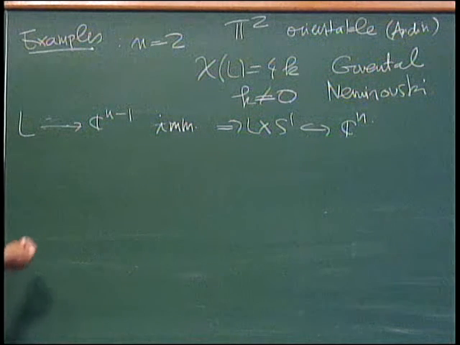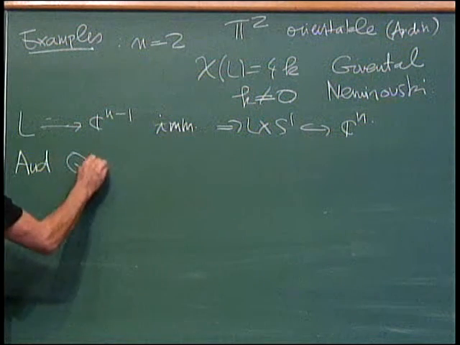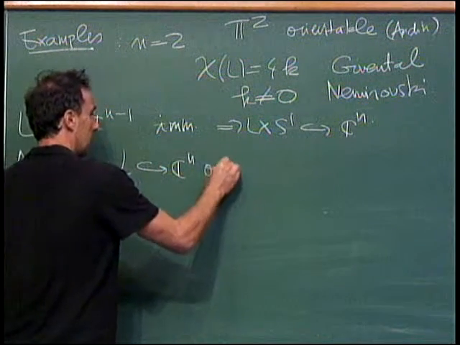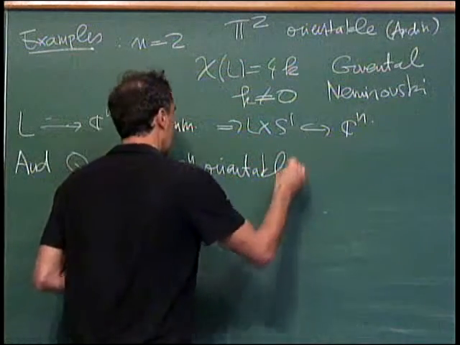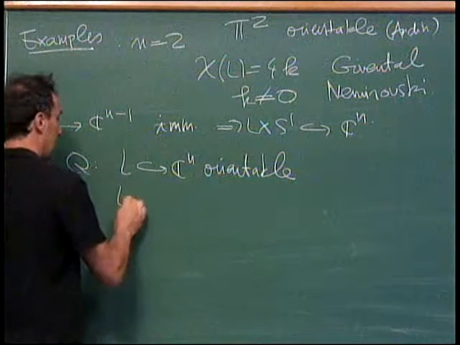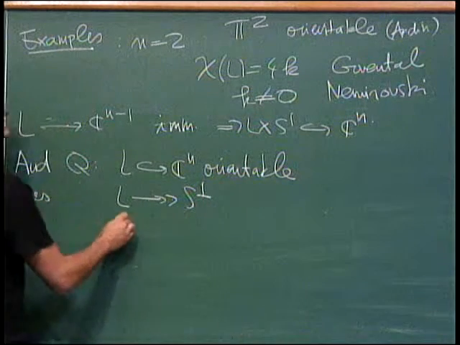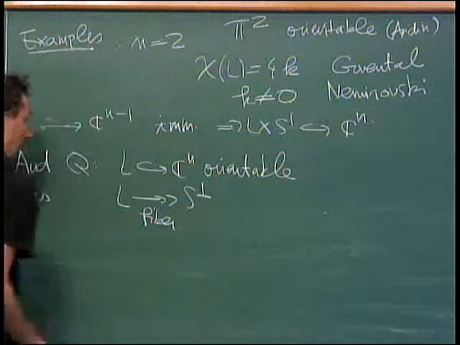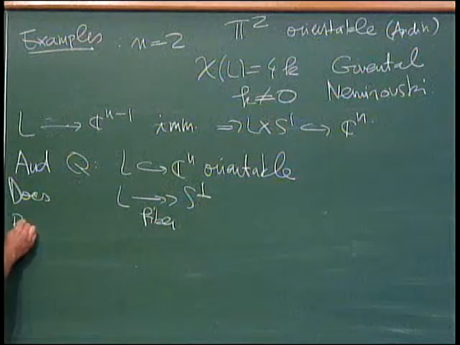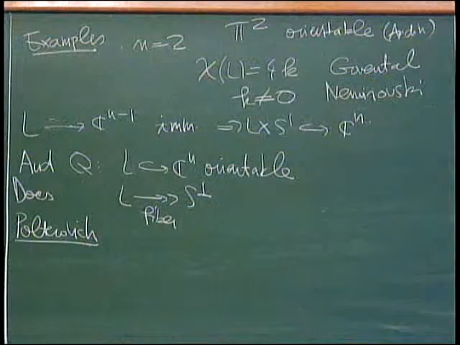On the basis of the known examples in the 80s, there was a question of Audin. Again, the question is, if L in Cn is orientable, is L a product with some S1, or at least does L fiber over the circle? And the answer turned out to be negative. A few years later, there were some results of Polterovich.